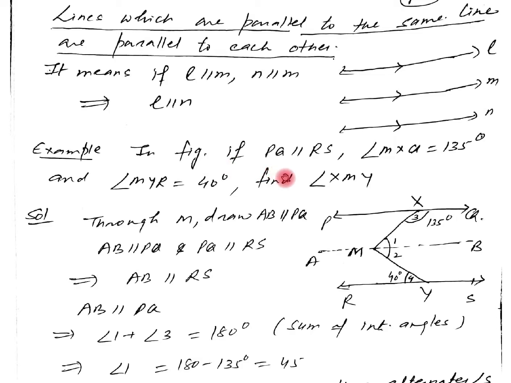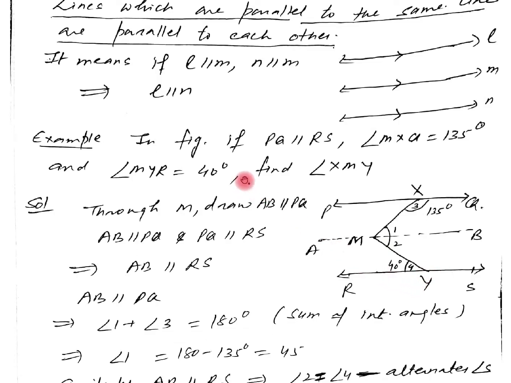In the figure, if PQ is parallel to RS and angle MXQ is given to be 135 degrees and angle MYR is given to be 40 degrees, we have to find out angle XMY. See the question again. PQ is parallel to RS, it is given. This angle is given to be 135 degrees. This angle is given to be 40 degrees. Now we have to find out angle XMY.